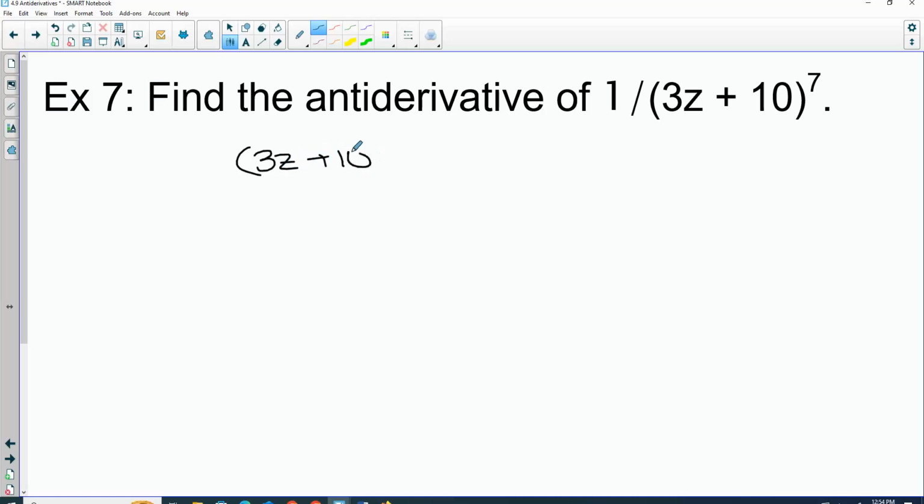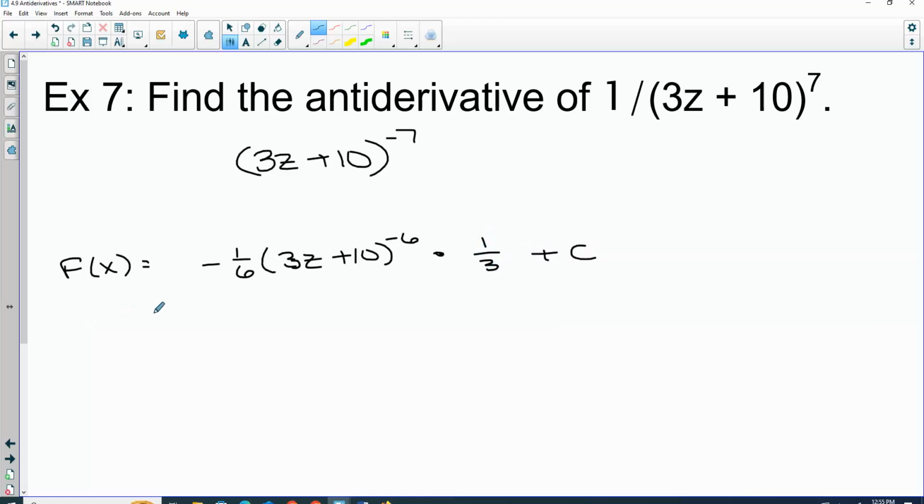So this is 3z, we could write as 3z plus 10 to the -7. So when I do my antiderivative, we add 1 to the power. So -7 plus 1, -6. So when you do the derivative of this, the inside would stay the same. You would bring the exponent down, so what do I need in front? -1/6. Inside stays the same, subtract 1, times derivative of the inside. What's the derivative of the inside? 3. So to cancel it, I thought it was 1/3, but then I thought it might have been 1/4, because I was just going too hard.